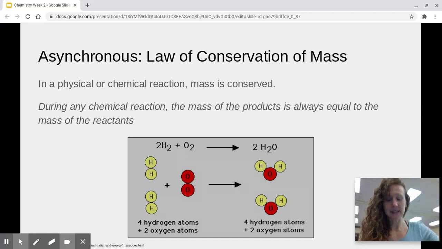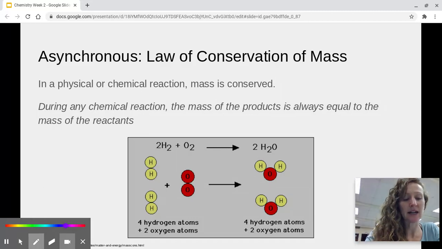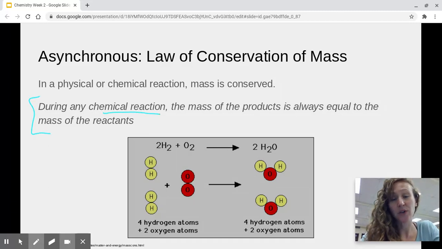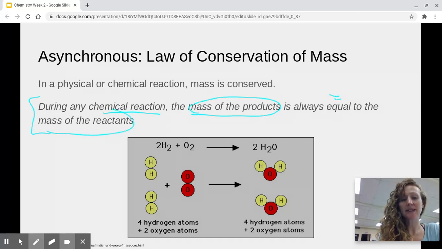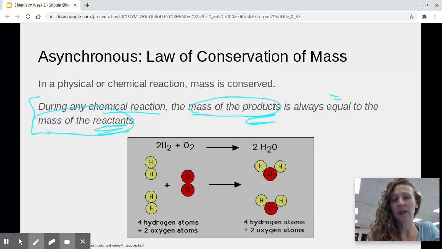You can see it's said a little bit differently down here. During any chemical reaction, also true for physical changes, the mass of the products is always equal to the mass of the reactants. So we see two words here that I want to make sure that we understand: products and reactants. So reactants are the things you start with in an equation.